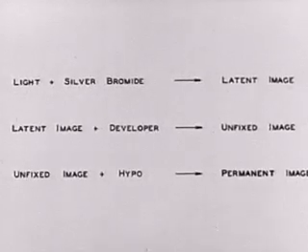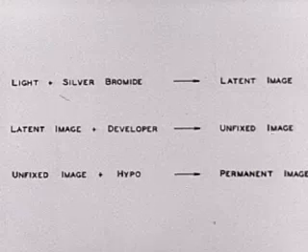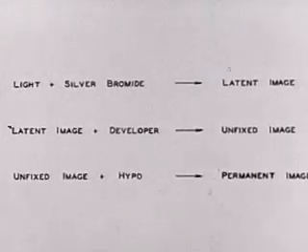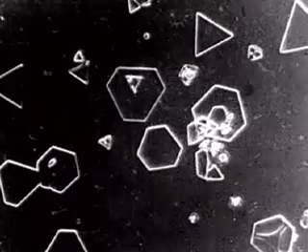What happens to the film chemically may be expressed in 3 equations. First, a latent image is formed. Second, it is developed. And finally, made permanent.